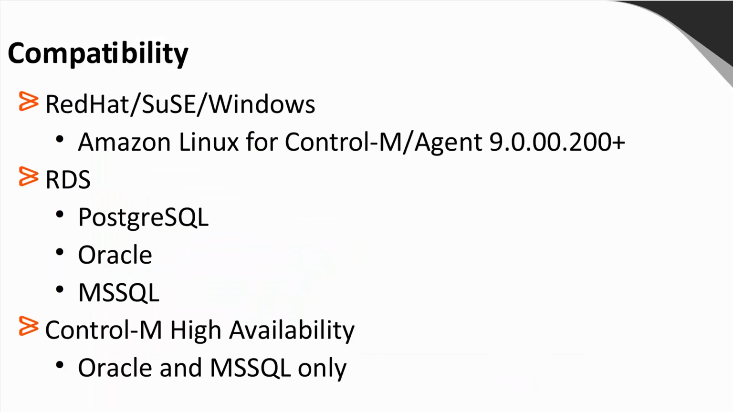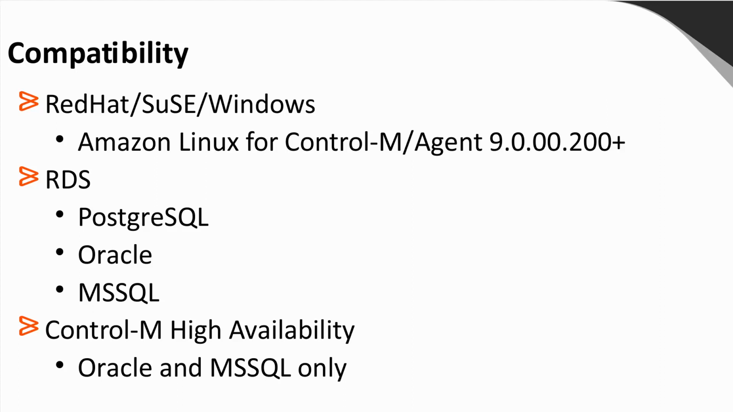That brings me to our next point of compatibility. So this installation is RDS focused, but we do currently support Red Hat and SUSE Linux for the Control-M Enterprise Manager and Control-M Server, and Microsoft Windows, all of those EC2 images. Right now, we don't currently support Amazon Linux for the EM or M server, but we do support it on the Control-M agent, FixPack 200 and above.